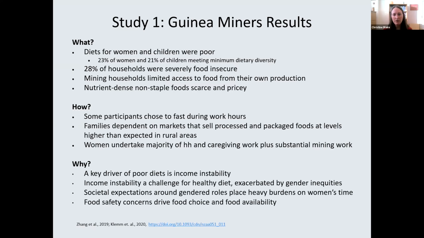And finally, they noted that food safety concerns were an overriding driver of food choice and food availability, with both vendors and consumers placing considerable value in ensuring that the foods are clean and safe at the generally unhygienic mining sites. And while the mining profession can afford opportunities to make substantially more money than agriculture, particularly for women, the income generation is highly variable and unpredictable, which was driving choice of more processed and packaged foods.